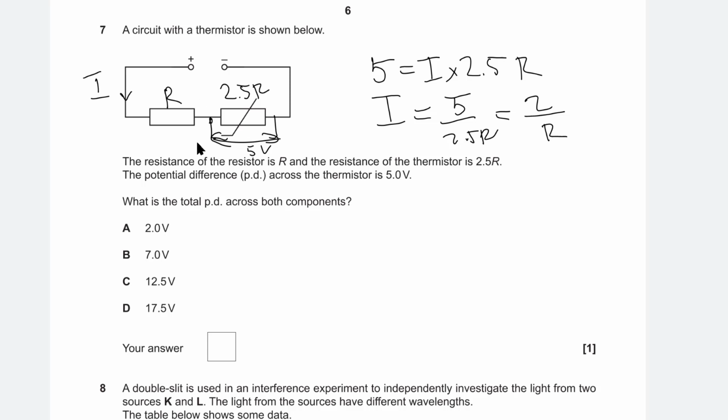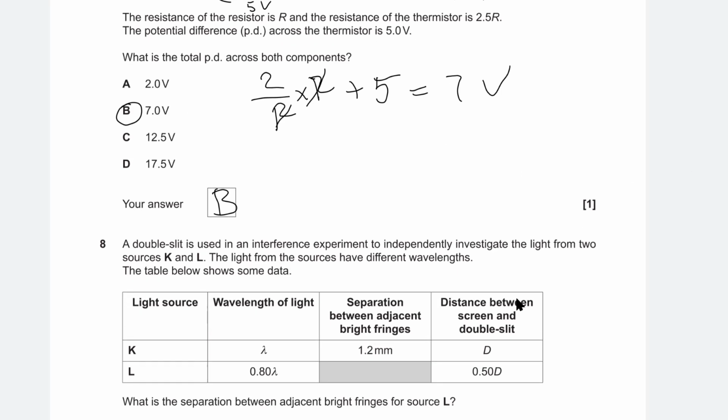So this means that this voltage here is IR, so it's going to be 2 over R multiplied by the resistance. That's just I times R, which is the voltage, plus the voltage across this one here, which we know, which is 5. So what is that going to give me? This should give me just 7 volts. Correct answer is B. Perfect. Let's move on to the next one.